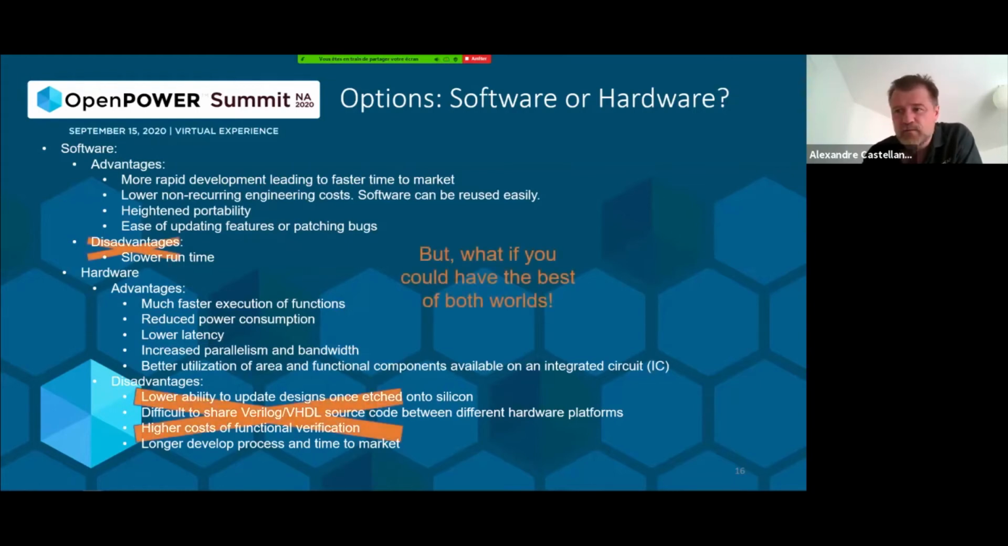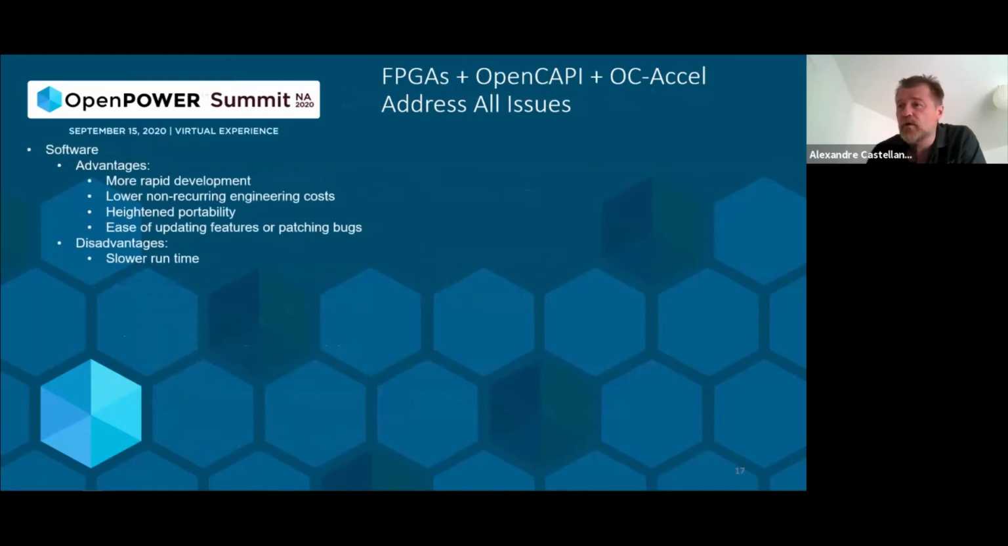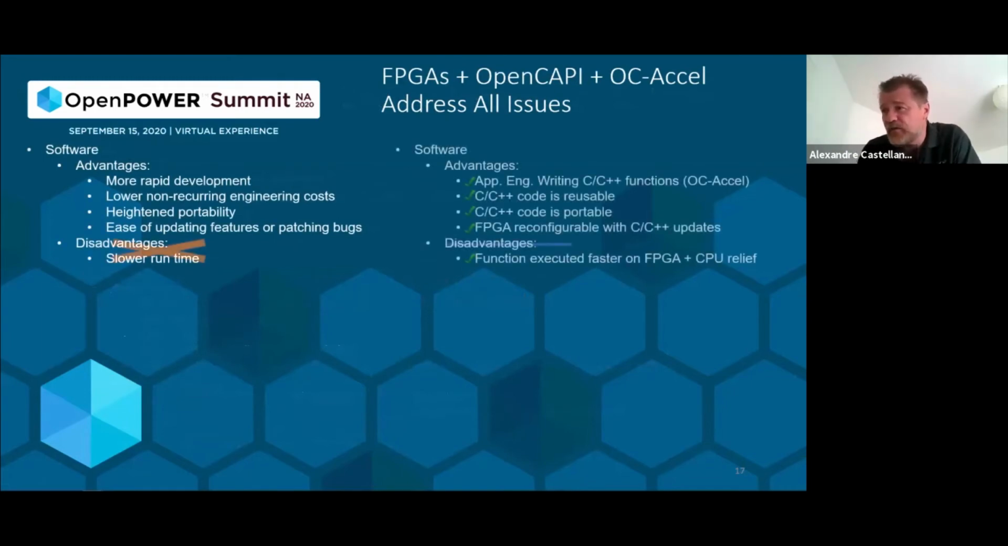What if we could remove most of the disadvantages of the software and the hardware sides? So the goal of the combination of FPGA and OpenCAPI and the framework of OC-Accel is to offer you reducing the disadvantage of not using software. So we'll be using software to describe the logic, and this is what makes the Xilinx part particularly very interesting.